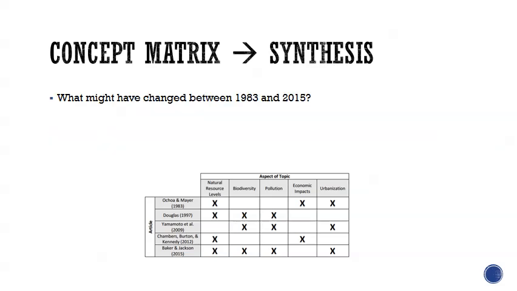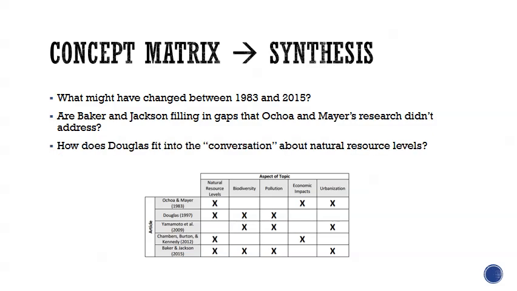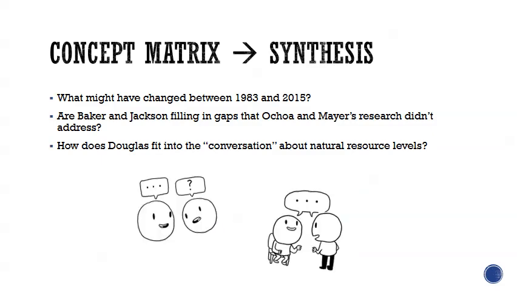What might have changed between 1983, when Ochoa and Mayer's article was published, and 2015, when Baker and Jackson's article was published? Are Baker and Jackson filling in gaps that Ochoa and Mayer's research didn't address? How does Douglas fit into the conversation about natural resource levels? There are, of course, dozens of other questions to ask yourself about these sources and how they interact with each other. Just remember that your ultimate goal is to think about how you can use these interactions to present a bigger picture of the topic you're researching.